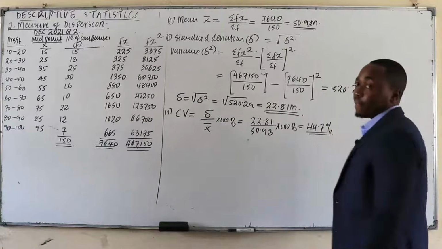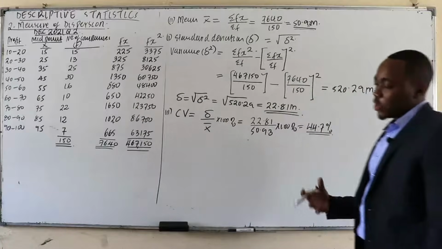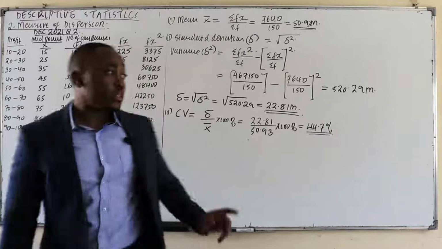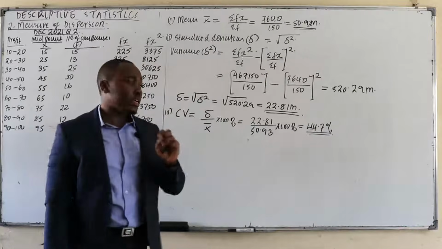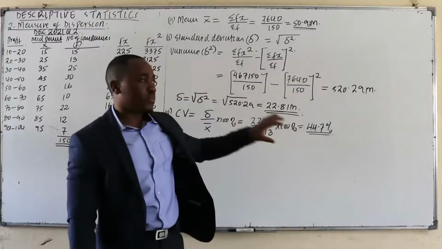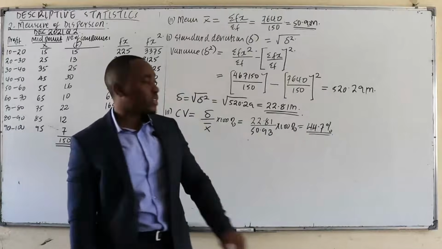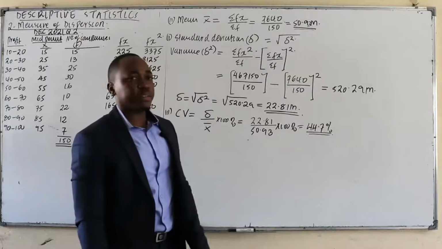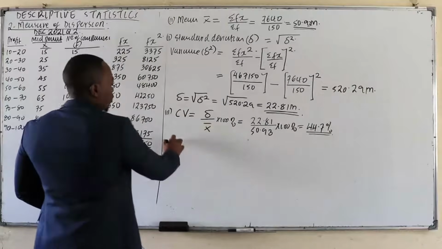What does it mean? Now, CV shows the amount of risk taken for you to generate 1 unit of return. So that means for this company to generate 1 unit of return, they are taking a risk of 44.7%. Good. So I want you to go and try this question.